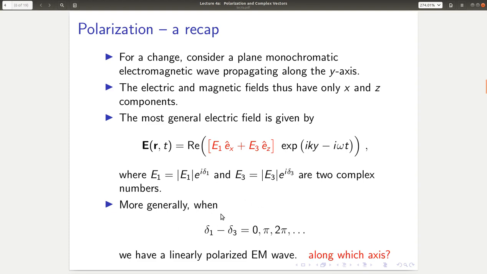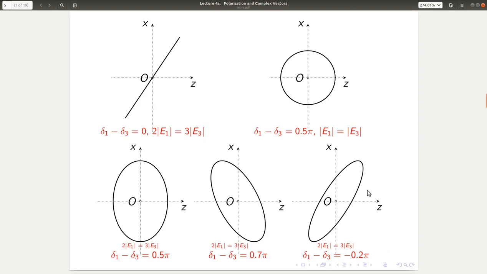But more generally, if delta 1 minus delta 3, that's the difference of these two phases, is 0, pi or 2 pi, we have a linearly polarized EM wave. Okay? Now the question is, along which axis? I leave that as an exercise for you. So let us look at such examples.